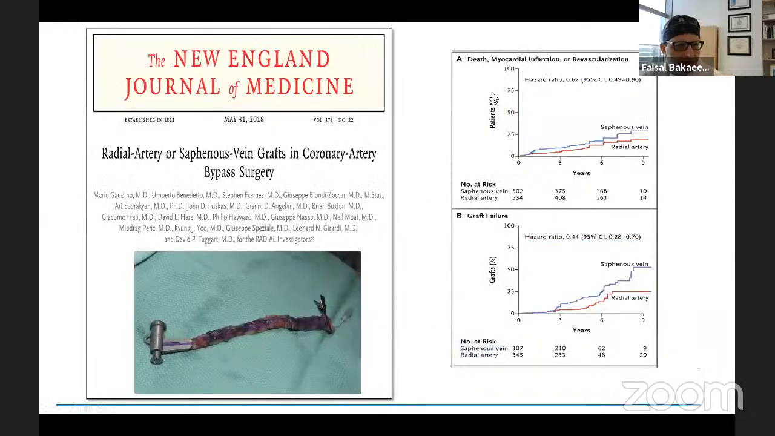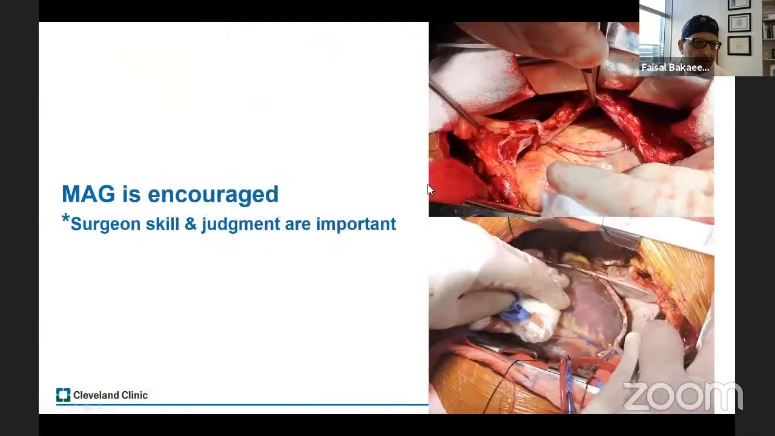And we talked about the radial grafts, that they're better than saphenous vein grafts. And they could demonstrate that for patency and for graft failure, but for the composite outcome at 5 years, there's no difference. There was a follow-up paper in JAMA that showed the difference, but I don't think it was a robust paper. So for all intents and purposes, we encourage maximizing the use of arterial grafts.